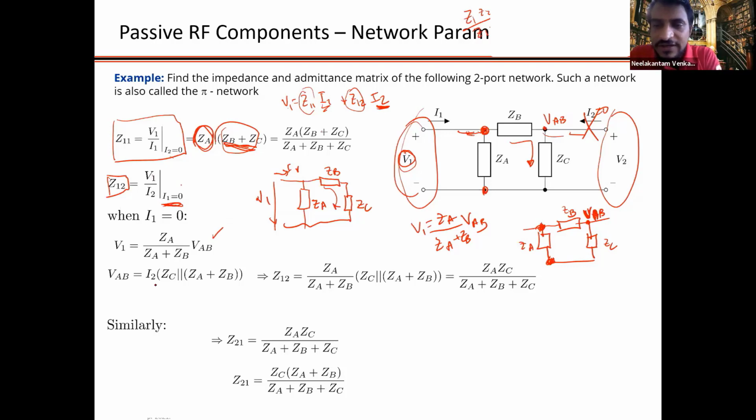Once you have that, you can write it in terms of I2, so that Z12 will become this expression over here. Similarly, by the similarity, you can replace the A by the C to find the other expressions. So you can even derive the Z parameters for a network like this.